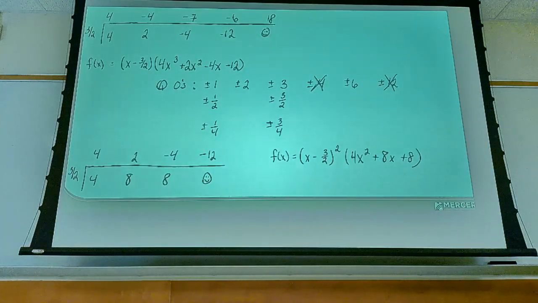Negative b plus or minus the square root of b squared minus 4ac, all over 2 times a. I think what I'm going to do is copy that bit onto another slide.